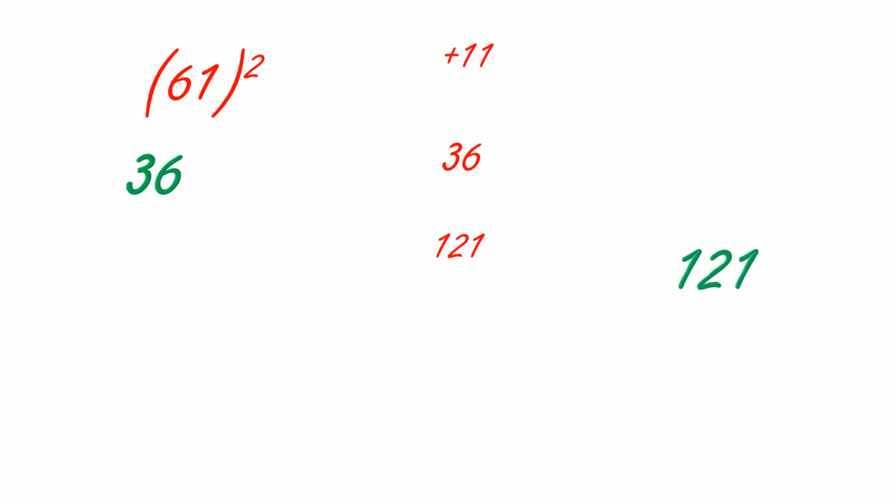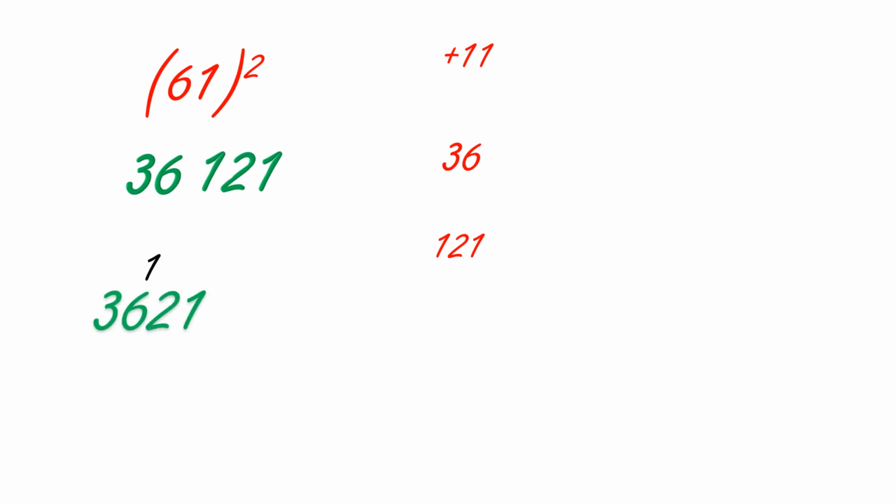Now as the third step contributes only 2 digits, that is the last 2 digits of the answer, the 1 of 121 must be carried forward to 36. So 36 plus 1 becomes 37. 3721 should be my answer.